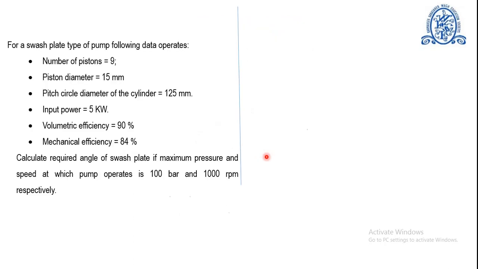Now let us consider a simple example to demonstrate the effect of swash plate angle on the pump displacement. Let the number of pistons be 9. Piston diameter is 15 mm. Pitch circle diameter, that is dpc, is 125 mm. Input power is 5 kW. Volumetric efficiency of the pump is 90% and mechanical efficiency is 84%. We have to calculate the required angle of the swash plate if the maximum pressure and the speed at which the pump operates are 100 bar and 1000 rpm respectively.